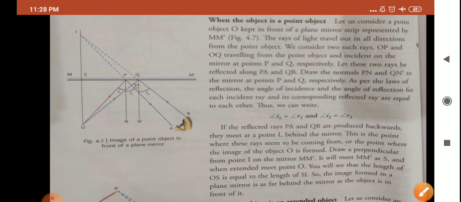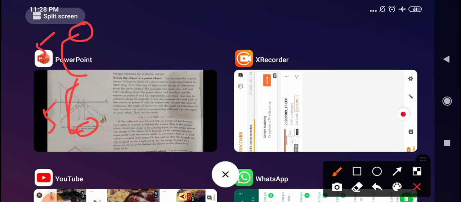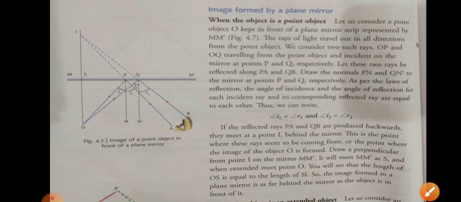You will see that the length OS is equal to the length SI. I told you children this thing, that this length will be equal to this length. Yes, the distance of the object from the mirror will be equal to the distance of the image from the mirror. If the distance of the object from the mirror is 5, then how far will the image be formed from the mirror, beta? It will also be formed at a distance of 5 meters. Okay, now I think children this thing is clear to you.